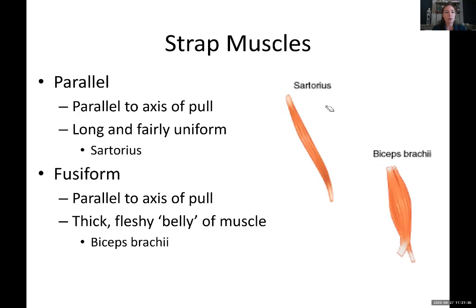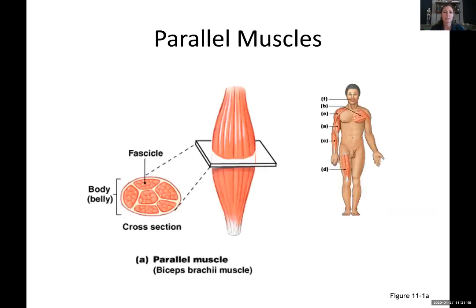Whereas the other one, the fusiform, biceps brachii is a good example. It's got a thicker middle part. It's sort of how you classically draw a muscle. So you'll see these terms, parallel versus fusiform.